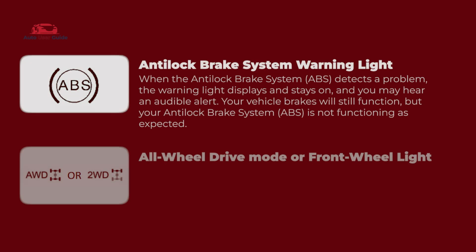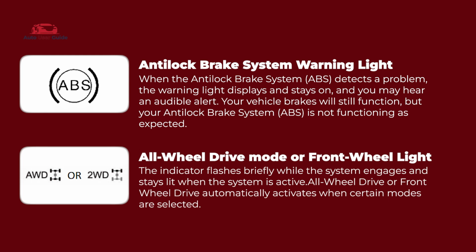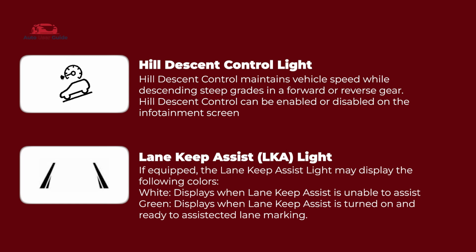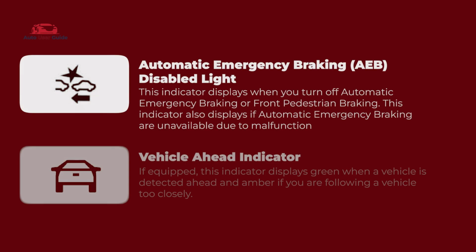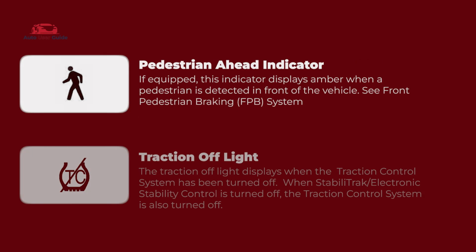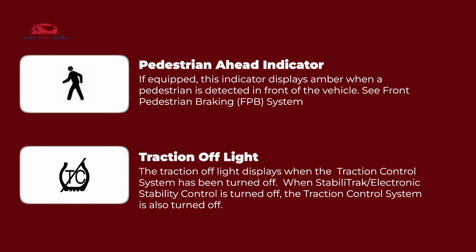Anti-lock brake system warning light. All-wheel drive mode or front-wheel light. Hill descent control light. Lane keep assist light. Automatic emergency braking, AEB, disabled light. Vehicle ahead indicator light. Pedestrian ahead indicator. Traction off light.